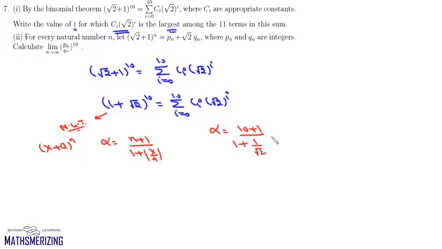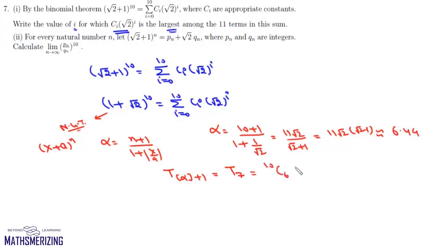So it'll be 11 root 2 upon root 2 plus 1, or we can write this as 11 root 2 into root 2 minus 1, which is nearly 6.44. And we know that if alpha is not an integer, then its numerically greatest term is given by t greatest integer function of alpha plus 1, which is 7th term. And if the term is 7th one, if we write the expansion, it will be 10c6 into root 2 to the power 6. So in this case, value of I is going to be 6.